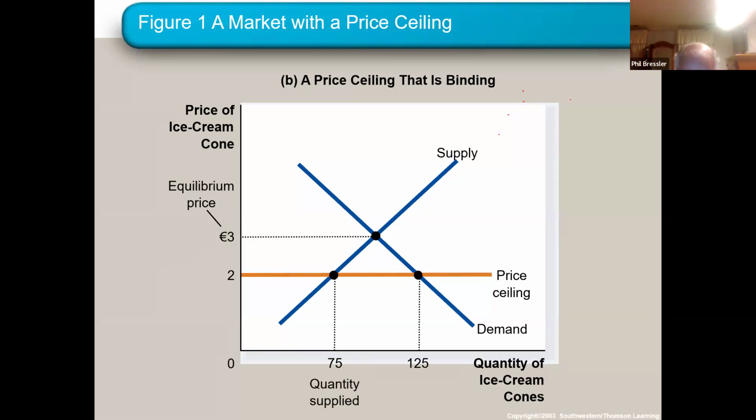So who wants the ceiling? Lower prices for consumers. Notice you have a shortage. People want 125 ice cream cones in this, but you only have 75. So you have a shortage of 50. So you could have long lines. Maybe I'm going to give the ice cream to my friends. There's problems with it, even though it's designed to help consumers.